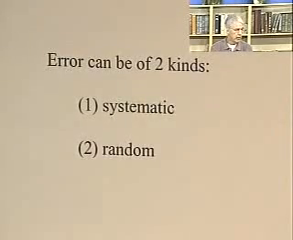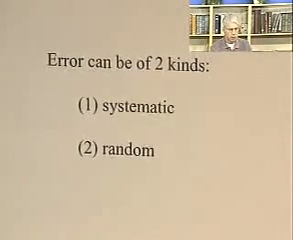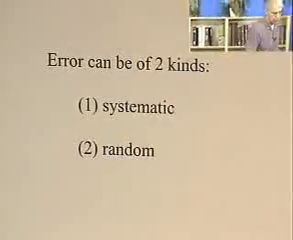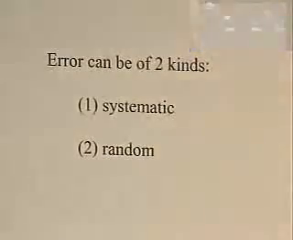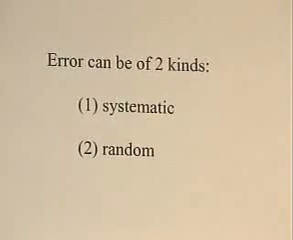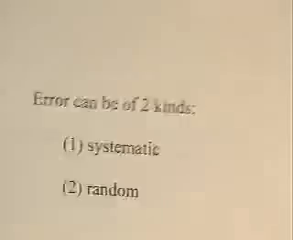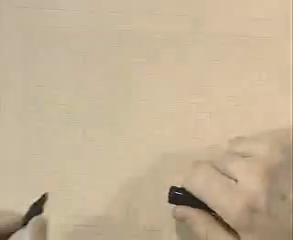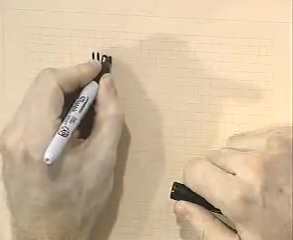Systematic error is unidimensional. That is, it always occurs in the same direction. And it is consistent in magnitude. It's always the same amount. Let's go through an example of this. Let's talk about a set of scales that you have at home.